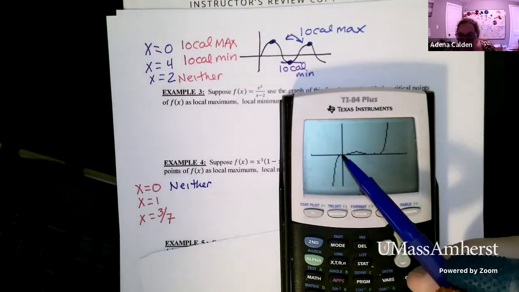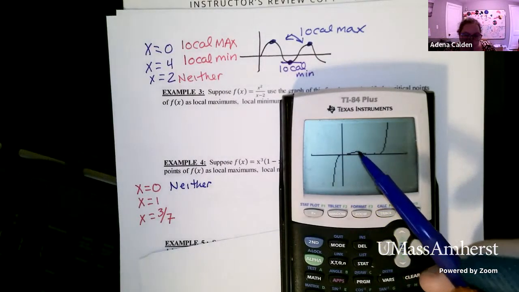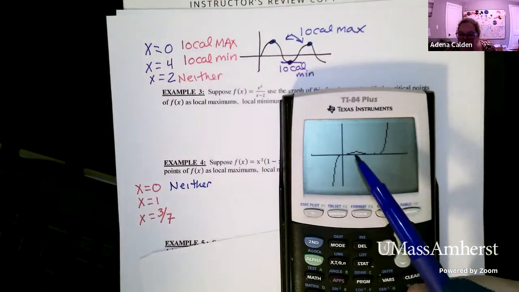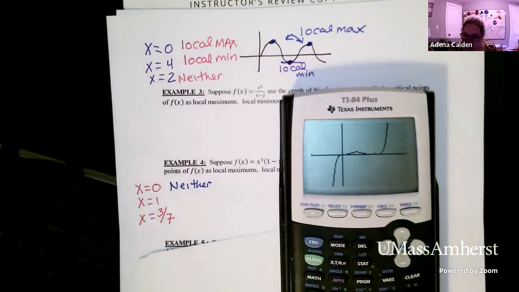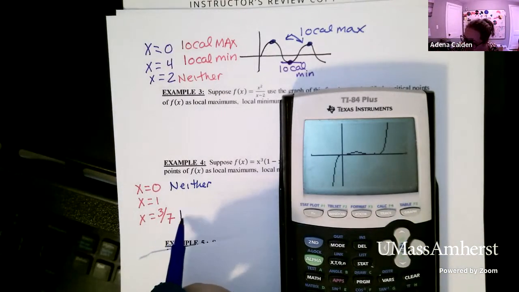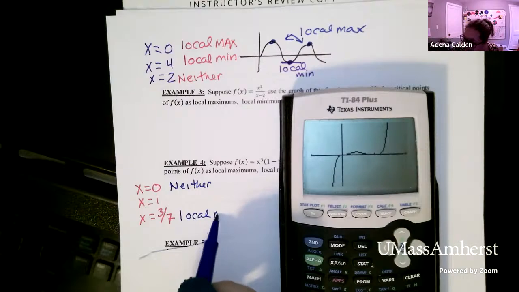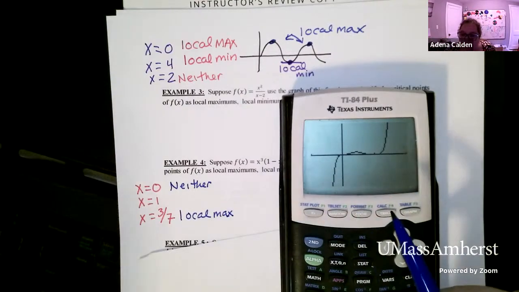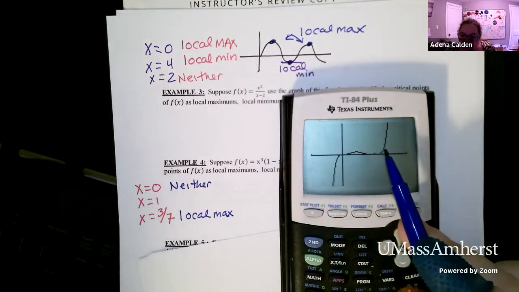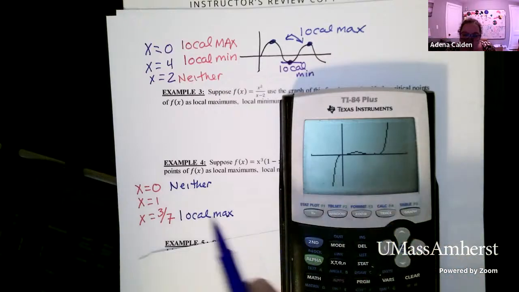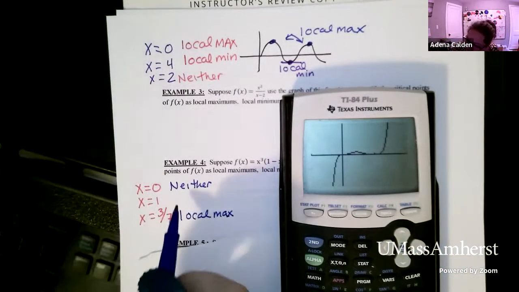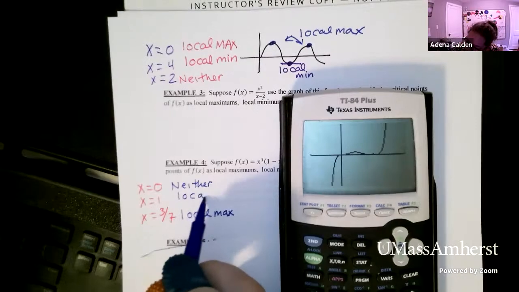I was increasing and then increasing, right? But 3/7, which is right here, I'm increasing then decreasing. So I think that 3/7 is a local max. And then I'm decreasing and then increasing around 1. So right now I think 1 is going to be a local minimum.